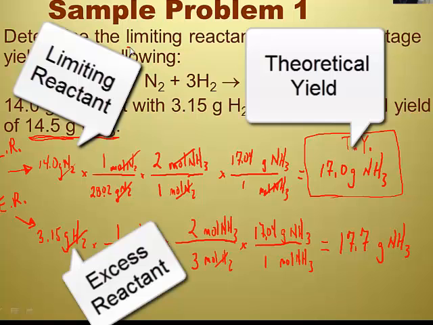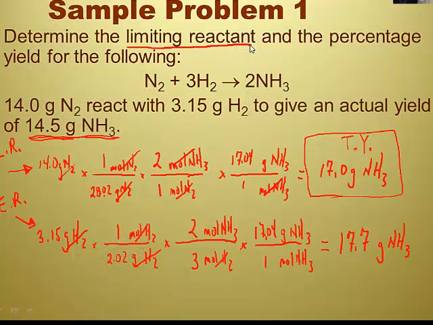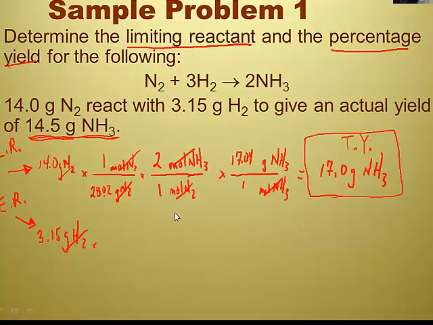They asked us to find the limiting reactant, which we now have done. But they also asked us for the percentage yield. I see the actual yield. That's what was given in the problem. That's that 14.5 grams of ammonia. That's the experimental. And usually theoretical and experimental are in mass.